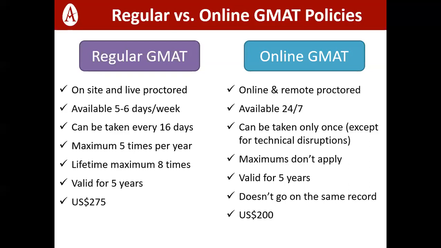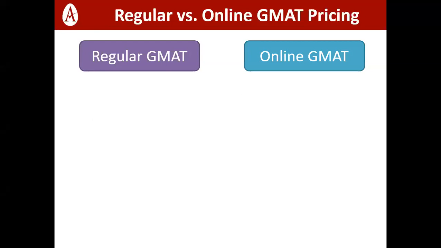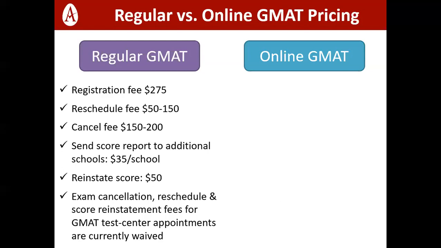So let's talk about the pricing. There is a variety of different fees that the GMAT is charging for different things. So let's talk about these fees for the regular and online exam. Now, here are the fees for the regular exam. There's a fee to register. There are also fees to reschedule or cancel your exam. There are fees to send the scores to additional schools. There are also fees if you cancel your score on the day of the test or within 72 hours of your test. You could then reinstate your score for a fee of $50.